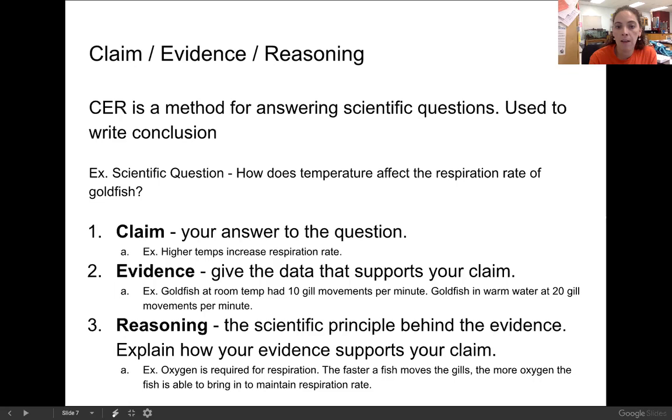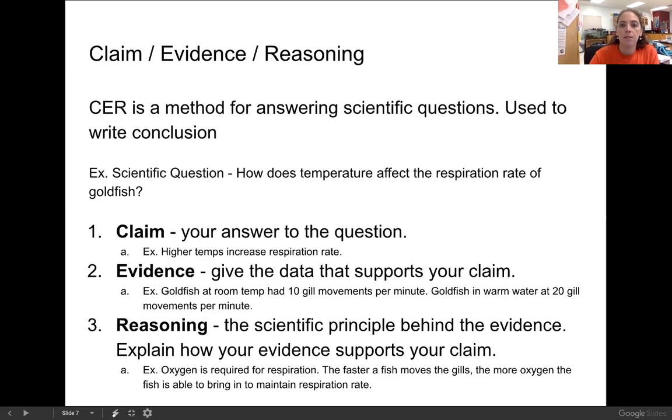Evidence. So here in the evidence, we have some sentences describing the data. And then reasoning, going further. So providing that scientific principle, saying that oxygen is required for respiration. The faster a fish moves the gills, the more oxygen the fish is able to bring in to maintain that respiration rate.